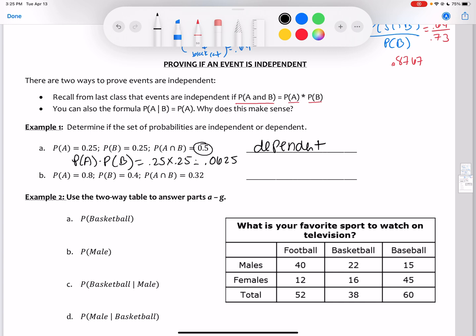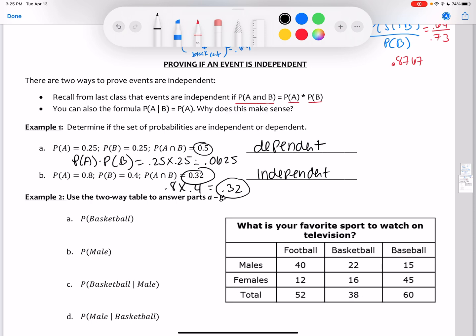Okay, and if I were to do the same thing for part B, if I multiply 0.8 times 0.4, that gives me 0.32, which is equal to the intersection, so therefore it's independent.